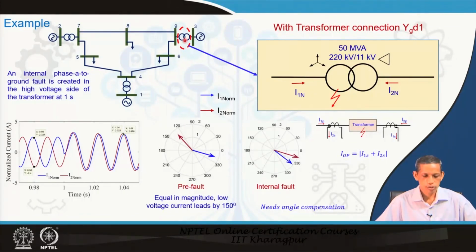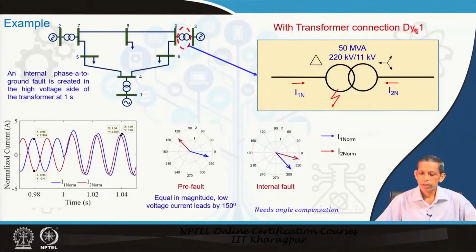Now, come to the Y grounded D1 connection of the transformer, same situation, an internal phase A to ground fault in this system. Then you see for this case, because of the Y connections, the angle becomes 150 degrees, and for the internal fault case the angle becomes 30 degrees, which we have already discussed earlier. Therefore, to have the operating current significant, with the low voltage current aligned to the high voltage current, we need to consider angle compensation here.